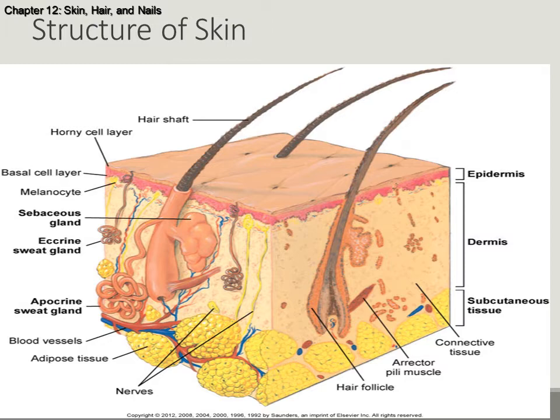We also have melanocytes that are located within that area, and of course that gives us the pigment to our skin. We have eccrine glands that are also there as well. And of course, that is the sweat gland that actually opens up onto the surface of the skin itself.